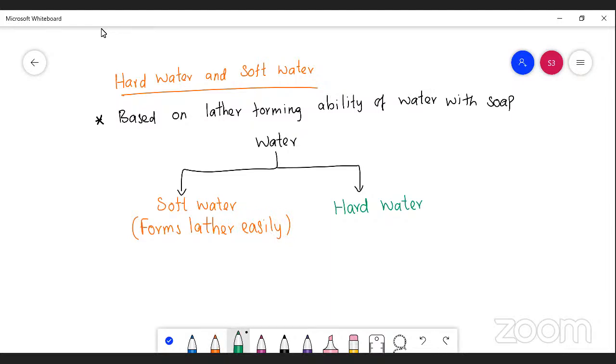Hard water is one which does not form lather easily. Then we call this hard.